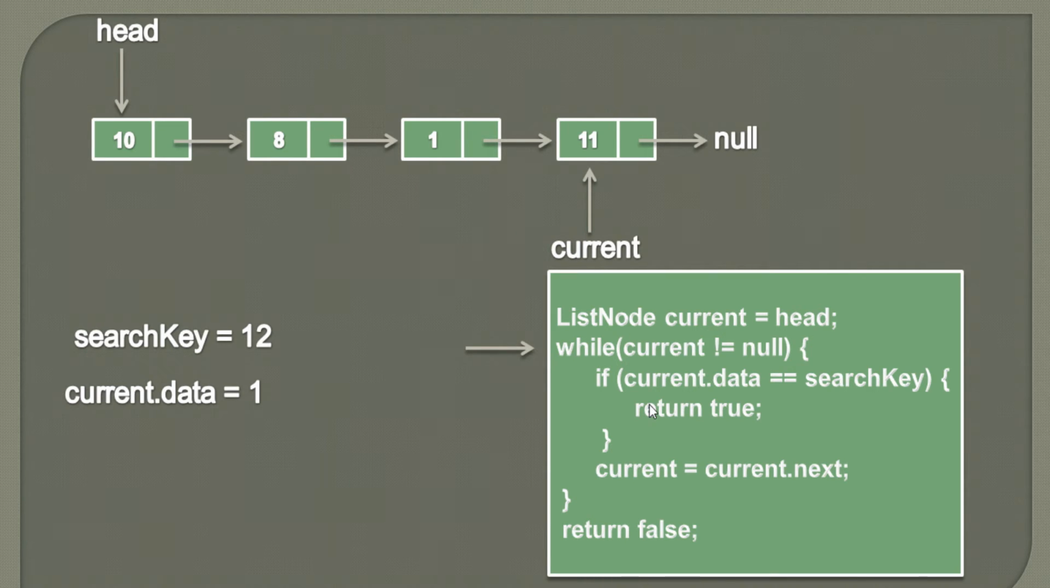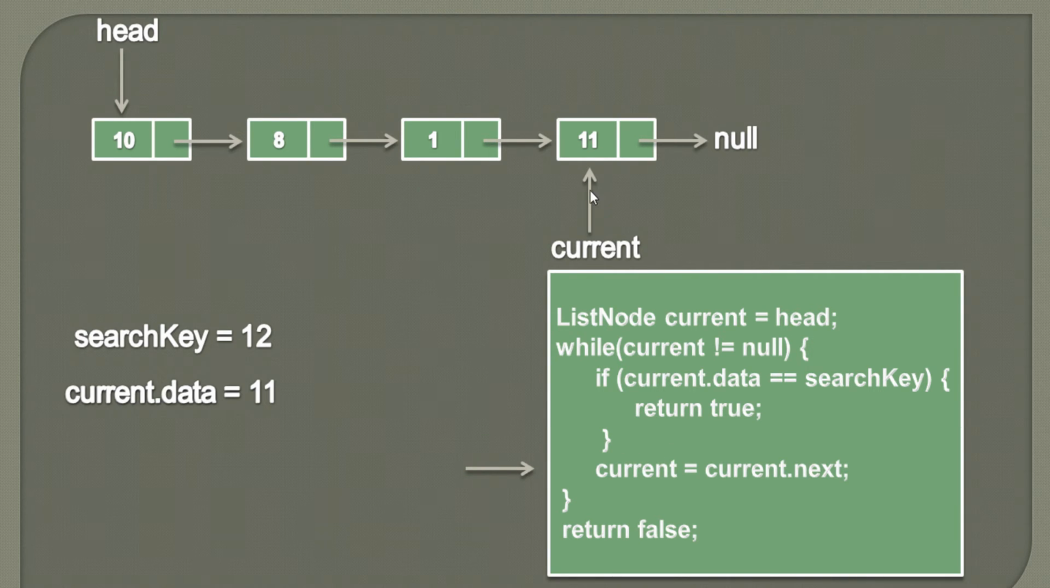And again we will check whether current is equal to null or not. So it's not equal to null. We'll check current dot data is equal to search key or not. So current dot data is 11 and search key is 12, so they are not equal. So we'll traverse the current to its next.